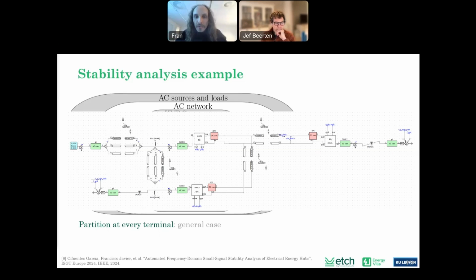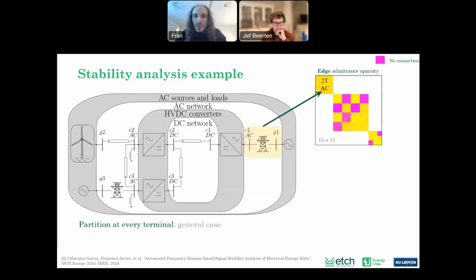And basically, what would be the result? You would obtain the admittance matrix on the one side. So here we are looking just at the sparsity. What we can see very clearly is the AC system on the right. So this is a point-to-point simple overhead line connection, so it's described by a 4x4 matrix.